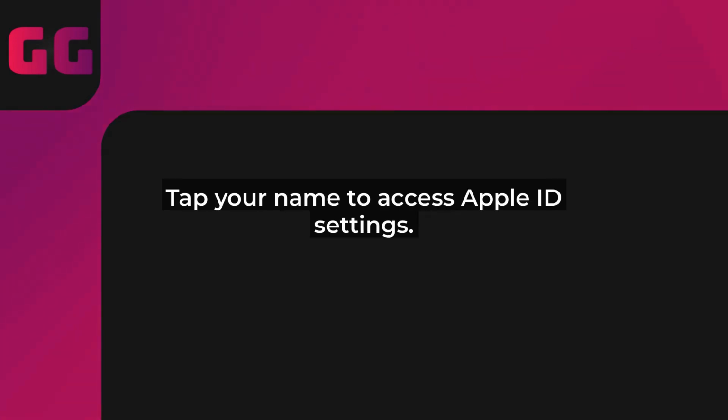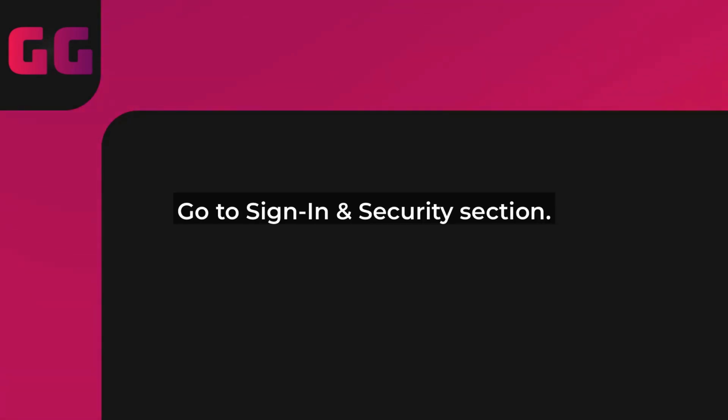Start by opening the Settings app on your iPhone or iPad. It's that gear icon on your home screen. Tap it to get going. Once you're in Settings, look for your name at the top of the screen. That's your Apple ID profile. Go ahead and tap it. This will take you to your account settings.